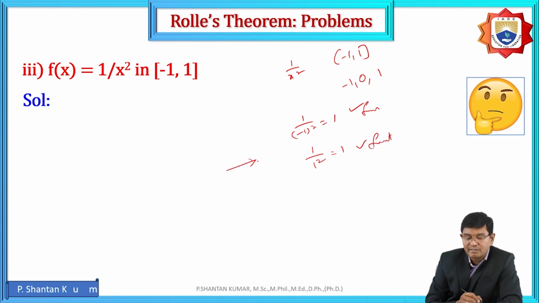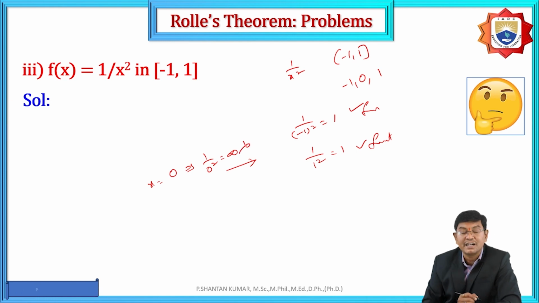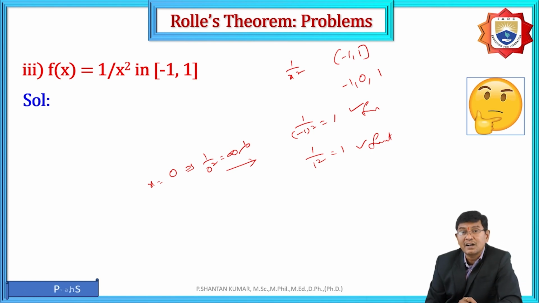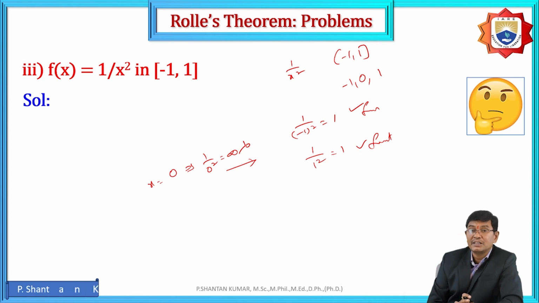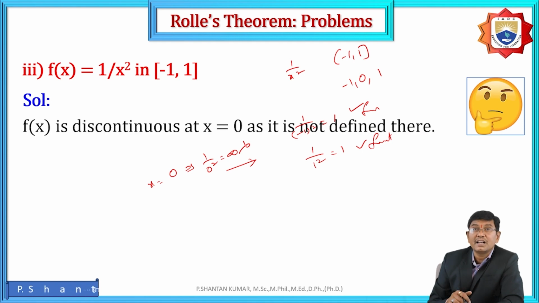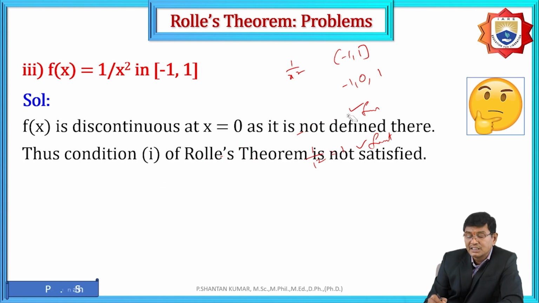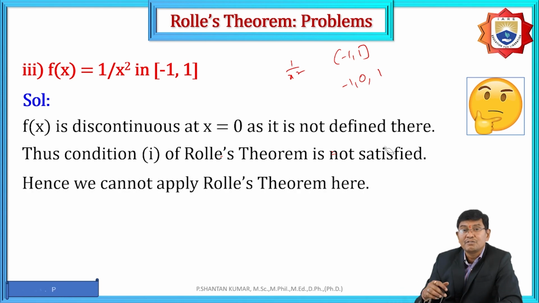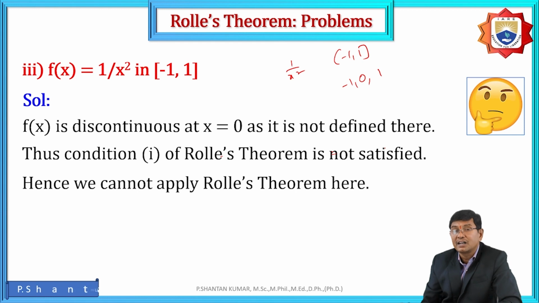And moreover, in the middle, at x is equal to 0, the value is 1 by 0 square, which is infinity. That means it is not a finite value. Therefore, the first condition does not hold because f of x is not a continuous function under the limits minus 1 comma 1. At x is equal to 0, the function is discontinuous. Therefore, the first condition itself is not satisfied for Rolle's theorem, so we are not going to verify the second and third conditions.